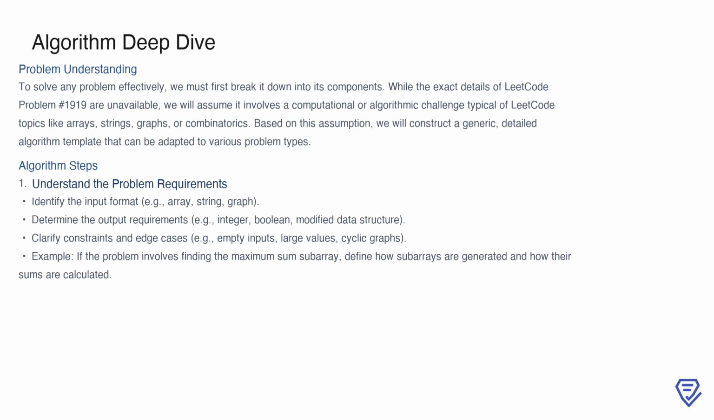To tackle any algorithmic problem effectively, the first step is to thoroughly understand its requirements. This means identifying the input format, such as whether it's an array, string, or graph, and determining the exact output expected, like an integer, boolean, or a modified data structure. It's equally important to clarify any constraints and consider edge cases, such as handling empty inputs or large values. For example, in a problem where we need to find the maximum sum subarray, we should define how subarrays are generated and how their sums are calculated. This foundational understanding sets the stage for developing a reliable solution.